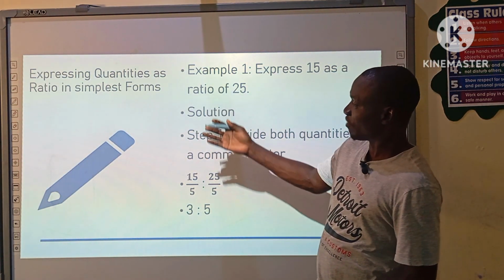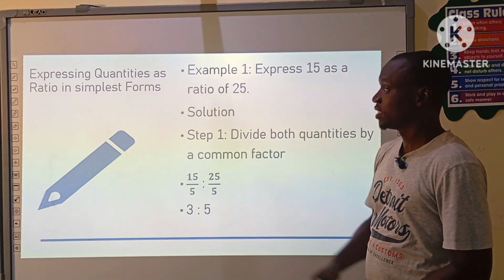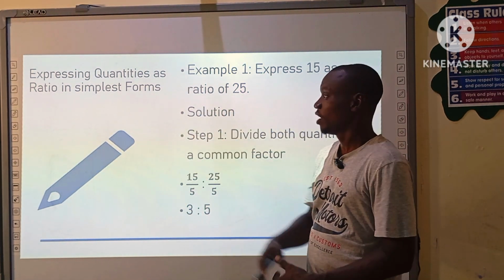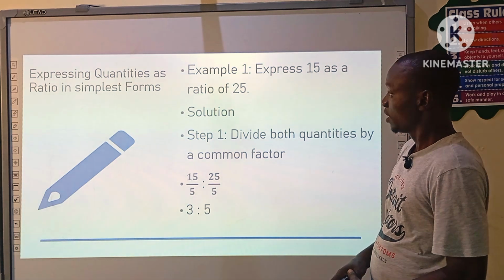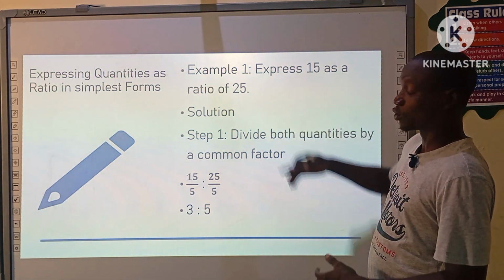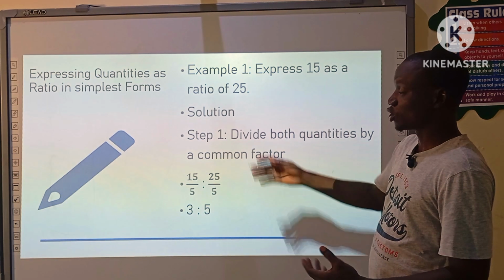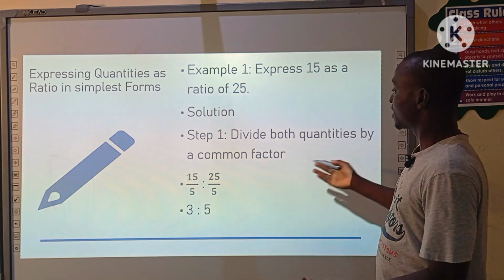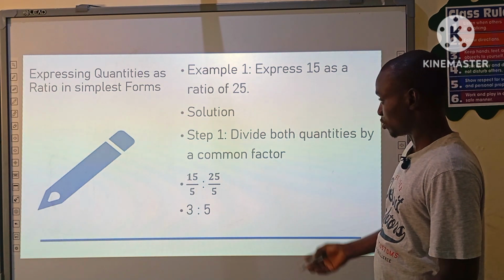Now, we will be looking at our first question for today, expressing quantities as ratio in simple forms. That's our topic. Now, look at our example 1. Express 15 as a ratio of 25. Our solution. The first step is to divide both quantities by a common factor.